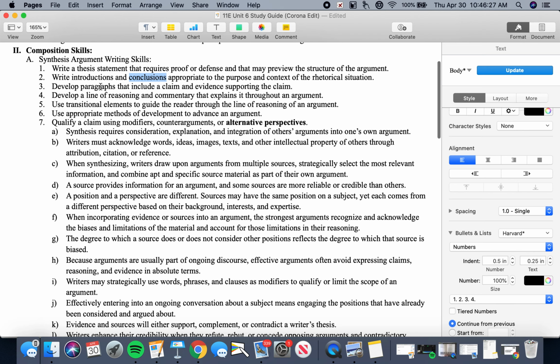Okay. You need to be able to develop paragraphs that include claim, evidence. All right. All of these things develop a line of reasoning and commentary. Okay. So, in other words, a series of assertions supported with evidence and commentary that explains your claim throughout the argument. You need to use transitional elements to guide the reader through the line of reasoning. Okay. So, both as you move into a quotation that's going to serve as evidence, we talked about that with framing, but also more largely with respect to your paragraphs as you move from one supporting point, all right, and then transition into your next supporting point, right?